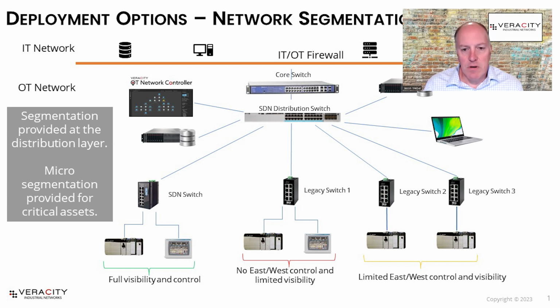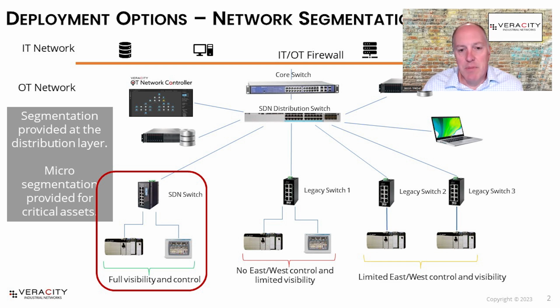If you have an SDN, let's start out at the top. You have an SDN distribution switch, which you would need, you automatically get segmentation. A typical segmentation project involves installing a lot of VLANs or setting up VLANs, re-IPing devices, recabling networks, that sort of thing. With having an SDN switch right at the top, everything that goes through there is controlled by our controller and is segmented from each other. Now, that is a great starting point.